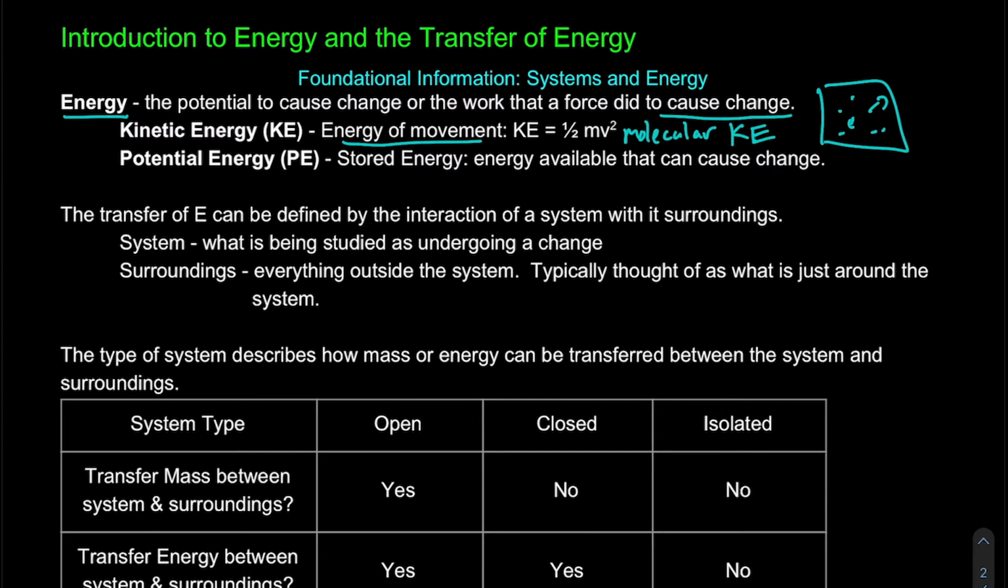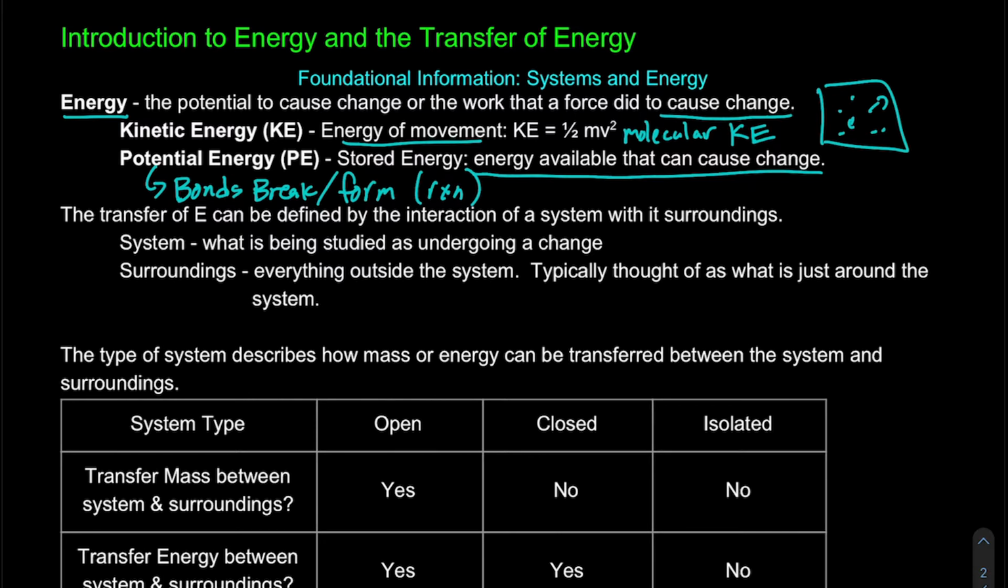We also have stored energy, so it's available to make some change occur. When we talk about potential energy in chemistry, a lot of times we think about bonds that are going to break or bonds that are going to form, right? And that is what a chemical reaction is. We're breaking bonds and we're making bonds. So when we're talking about a change in potential energy, that's a change in bond strengths that are occurring. We're either making weaker bonds or making stronger bonds.